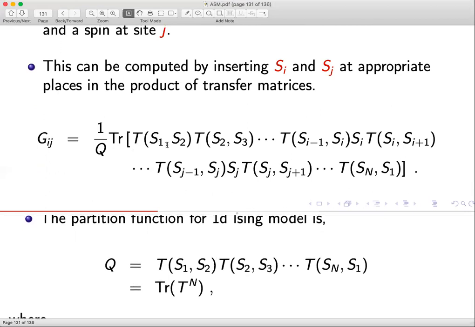Trace of T(s1,s2) T(s2,s3) and so on up to T(s_{i-1},s_i), and then you insert s_i there. Then you continue T(s_i,s_{i+1}) and so on up to T(s_{j-1},s_j), then introduce s_j, and then continue T(s_j,s_{j+1}) and so on up to T(s_n,s1). That is the periodic boundary condition. All we have done is write down the partition function and insert the spins at the location where the spin would be sitting when you do this transfer matrix computation.